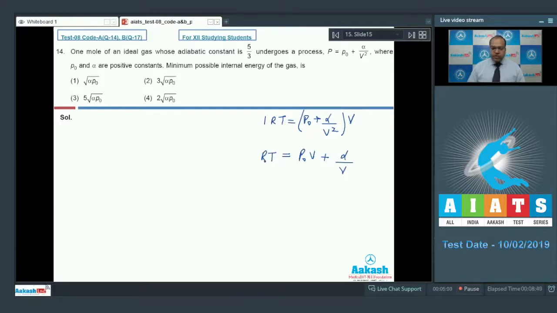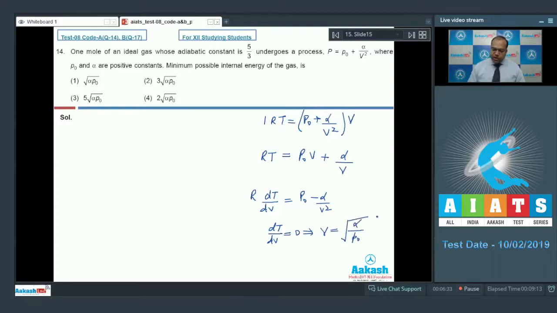If I differentiate this equation with respect to volume, then R into dT by dV is equal to P naught minus alpha by V square. The minimum possible internal energy of the gas is possible when the temperature is minimum. So I am checking at what value of V the temperature is minimum. If I substitute dT by dV equal to 0, then the value of V comes out to be under root alpha by P naught.